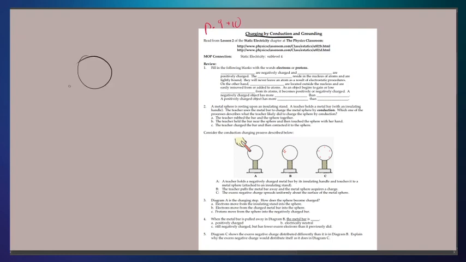So let's say we have a conductor here and it's neutral, and I'm going to label this as conductor. And we want to charge this thing by conduction. To conduct means to basically touch it. Conduct means to transfer something by touch, to transfer by direct contact. So you can conduct heat by touching a cold object to the hot object. You can conduct electricity by touching an uncharged object to the charged object.